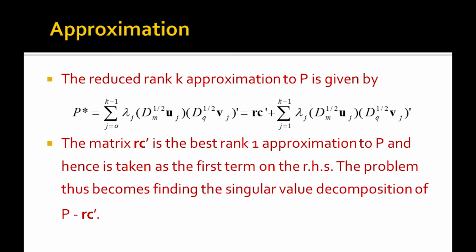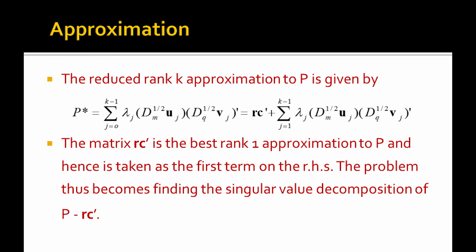Now, it can be mathematically shown, and I'm not going to prove it here, that R into C prime, remember R is of dimension m and C is of dimension q, so RC prime is an m by q matrix, is the best rank 1 approximation to P, and hence we take this as the first term on the right hand side. So we bring RC prime out as the first term, and so now instead of summing from j equal to 0 to k minus 1, we sum from j equal to 1 to k minus 1.